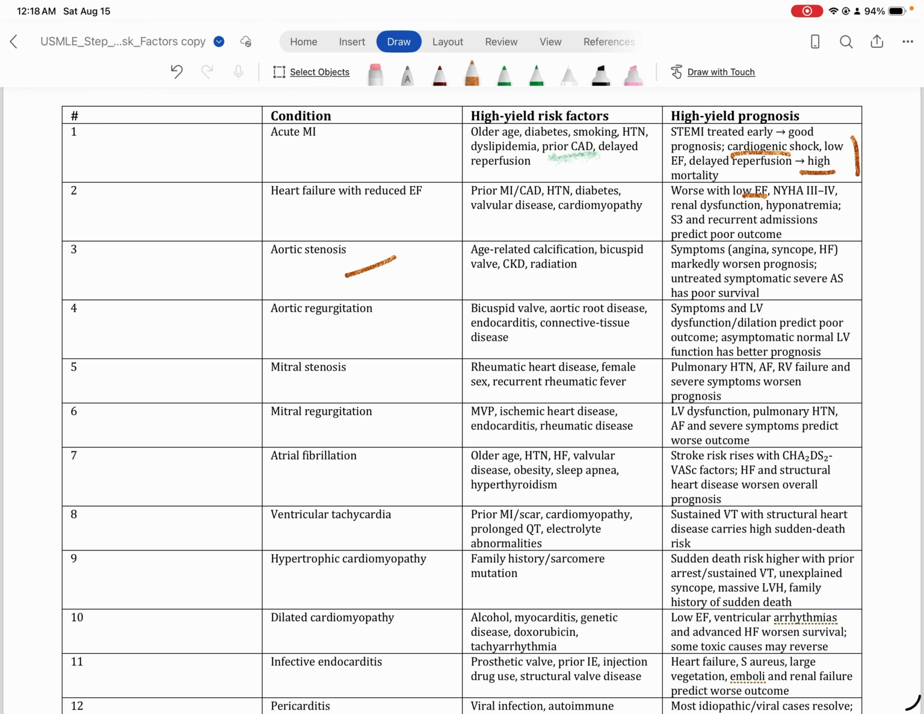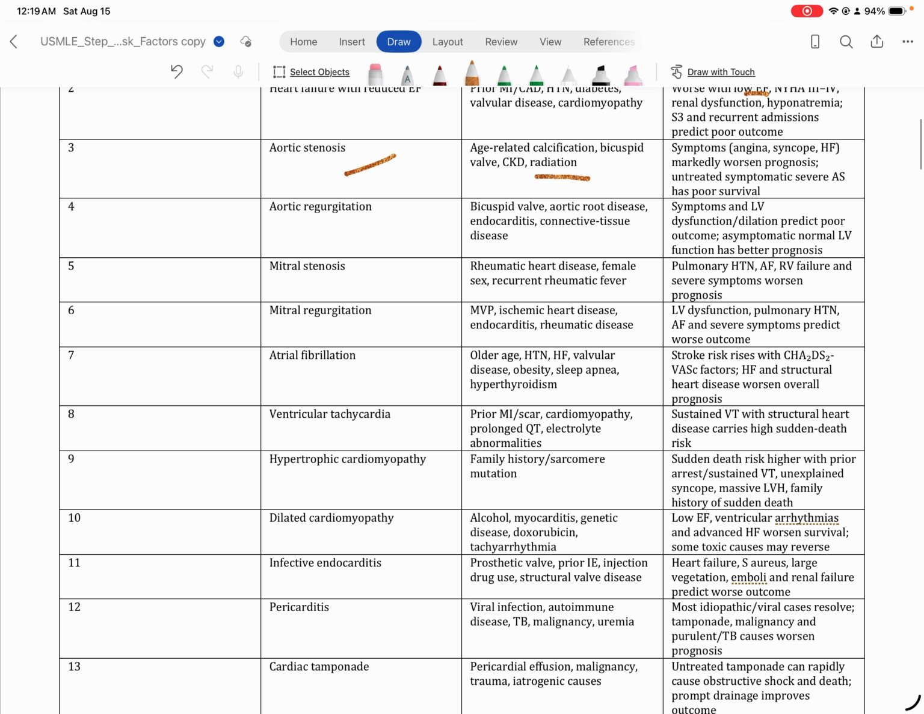The third condition is aortic stenosis. The most common risk factors for aortic stenosis are age related calcification, bicuspid valve, chronic kidney disease, and then radiation for any solid organ malignancy. High yield prognosis for aortic stenosis is symptoms first, so symptoms like angina, syncope, and then heart failure have markedly worsening prognosis. And untreated symptomatic severe aortic stenosis has poor survival.